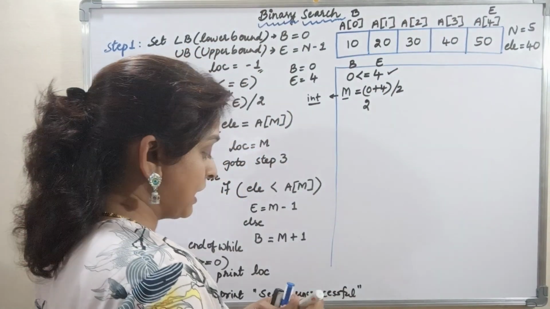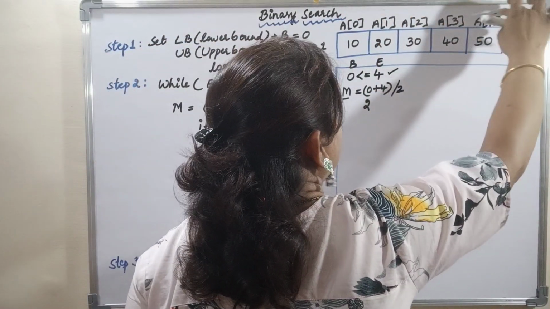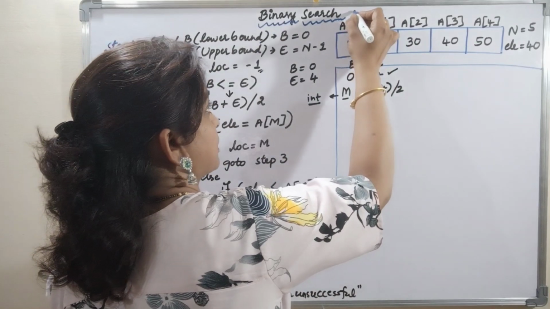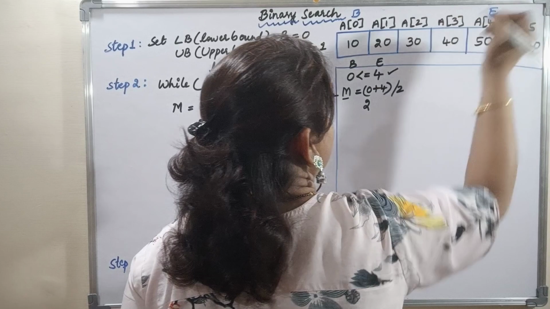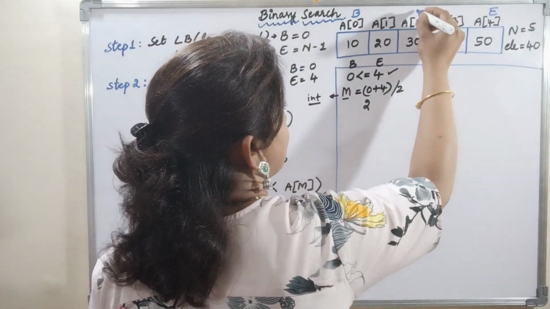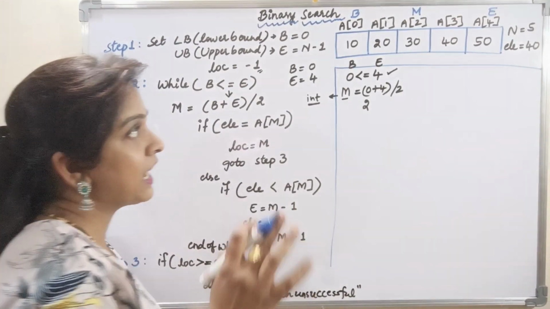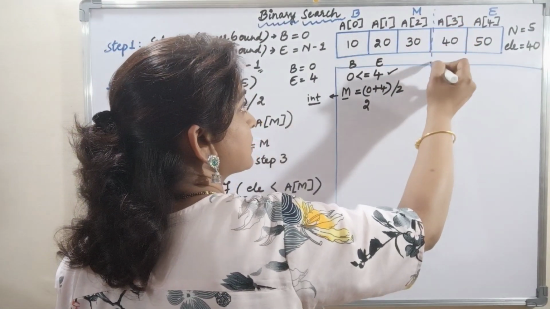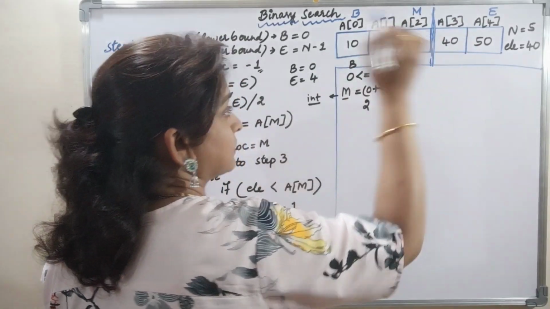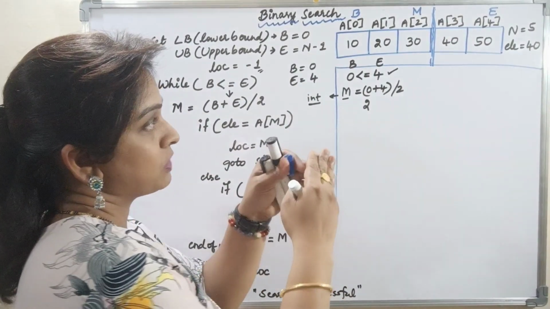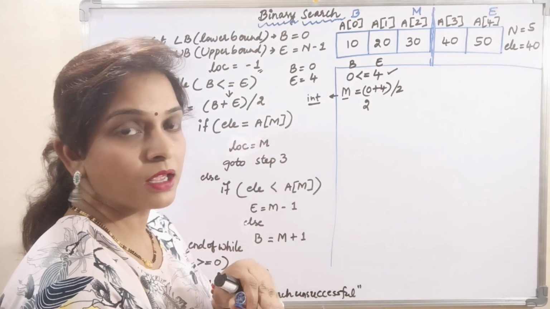So let me write all this: beginning, ending and mid position. 0 is beginning, 4 is ending. What is the mid position? It is 2. Mid is 2. Now I have divided the array into 2 parts. The array is divided. So now I have to go towards the left portion of the array or the right portion of the array. Left portion or right portion.